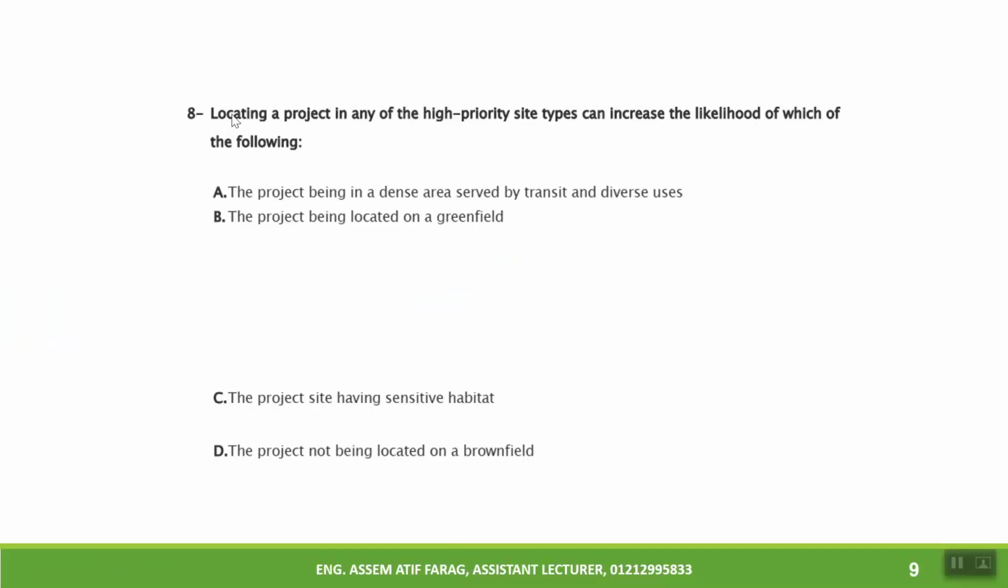For question number 8, locating a project in any of the high priority site types can increase the likelihood of which of the following? For choice A, the project being in a dense area served by transit and diverse uses. That's actually maybe the best answer here. Choice B, the project being located on a green field. Green fields are not one of the high priority sites, so this option is wrong.